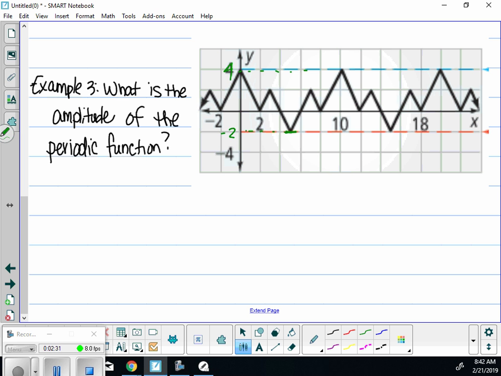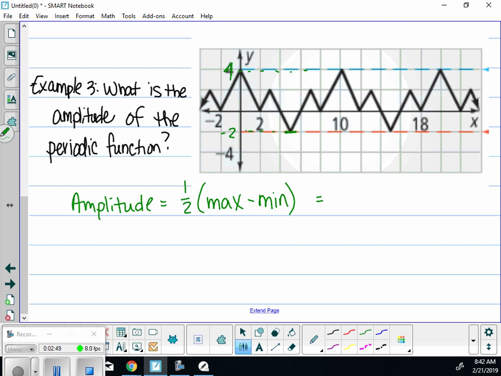So amplitude equals 1/2 the max minus the min. So that's always going to be your formula for finding the amplitude.